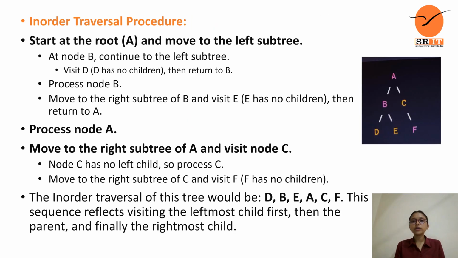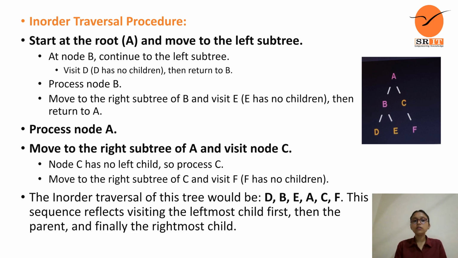Now here's a brief discussion with an example of the tree we saw in the earlier pre-order traversal technique. We start at the root node and move to the left subtree, that is, we visit node B. Then we continue to the left subtree, we visit D, and we see that it has no children, so we backtrack to B again.